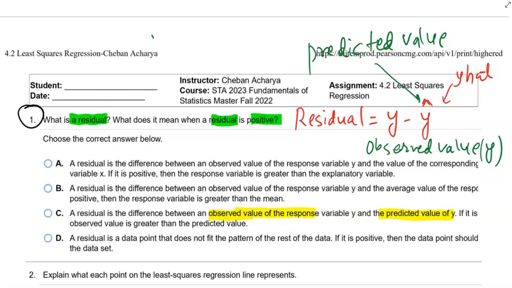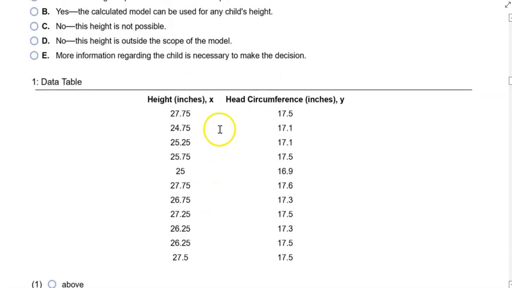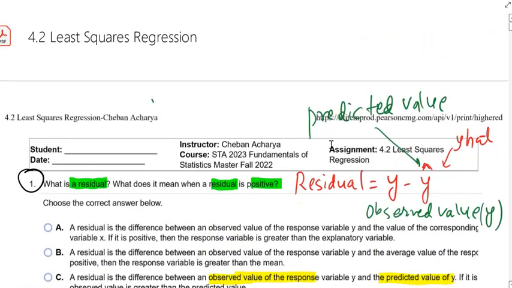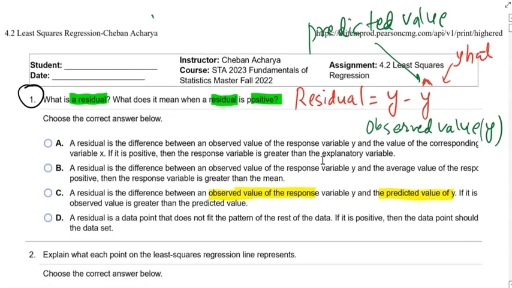For example, I'll show you, if you look at this table here, height inches and head circumference inches. See, this y value here in the table is called observed value. These are the observed value y. A predicted value comes from the formula, which comes from the equation, which has a y hat. We'll do a couple of problems to find the predicted value later on in this homework.